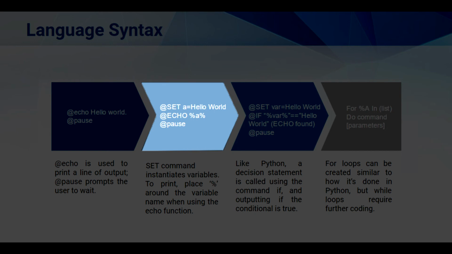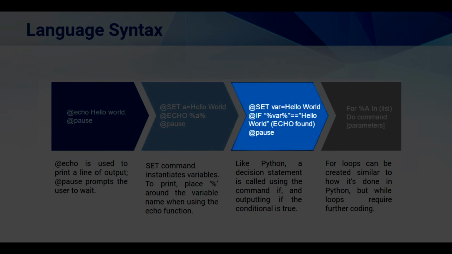You can print out the variable by doing @echo and then having 2 percentage signs around the variable name. That will output whatever variable you have. For an if then, you utilize @if and then you output it if it is true. Similar to Python, it is utilized as a conditional and can be used the same way.